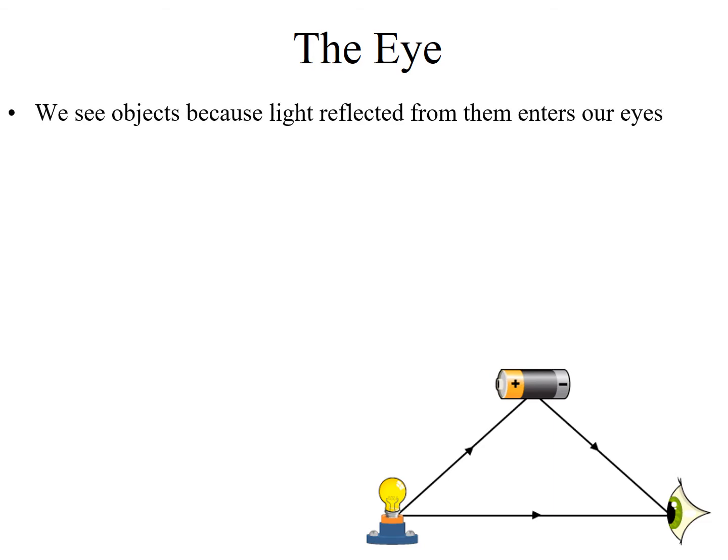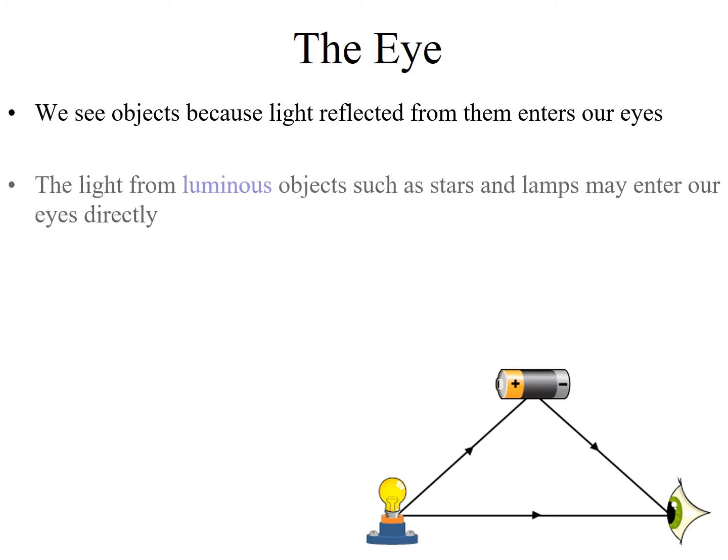We see objects because light is reflected from them to our eye, as you can see in the diagram on the bottom. The light's coming off that light bulb, it is reflecting off the battery and then to our eye, and that is why we can see the battery.